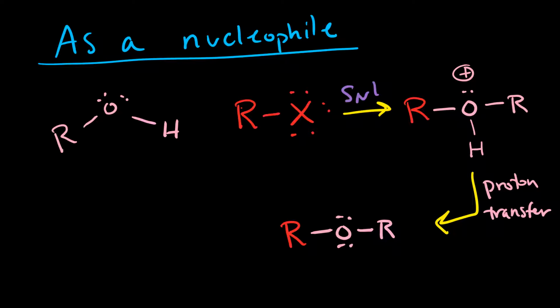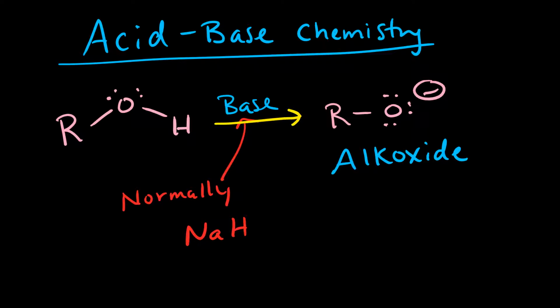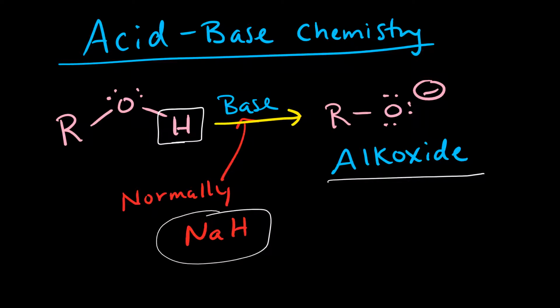As a nucleophile, we have seen an alcohol in an SN1 reaction attack an alkyl halide to give an ether product. Don't forget that there's this proton transfer step at the end whenever you start with a neutral species like this, where this proton is removed. But a much stronger nucleophile is going to be the alkoxide, which is the deprotonated form of the alcohol. So if you subject this alcohol to a base, and the most commonly used one is NaH, where hydride ion is the basic species, that will drive the reaction all the way to completion.